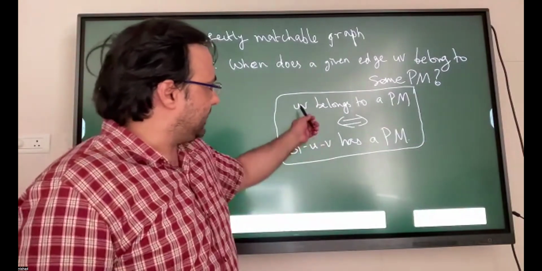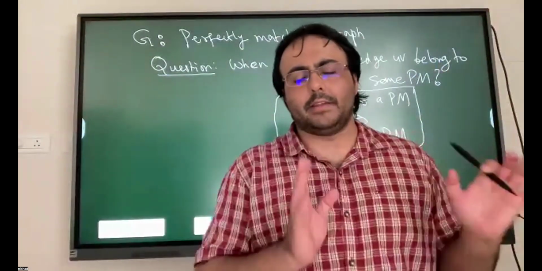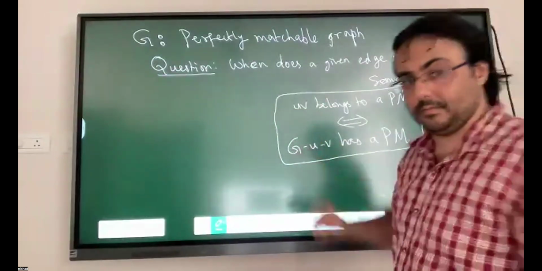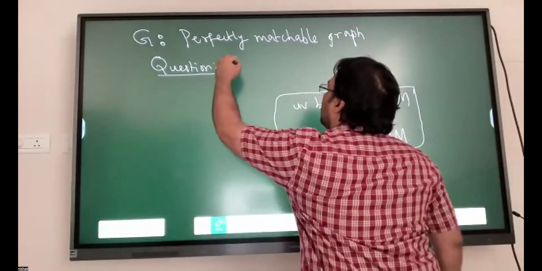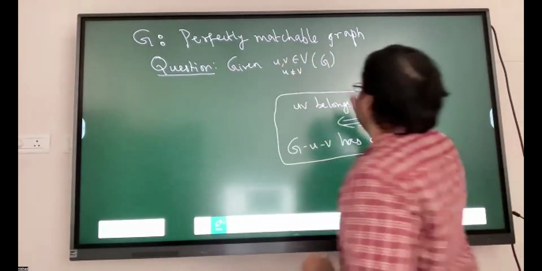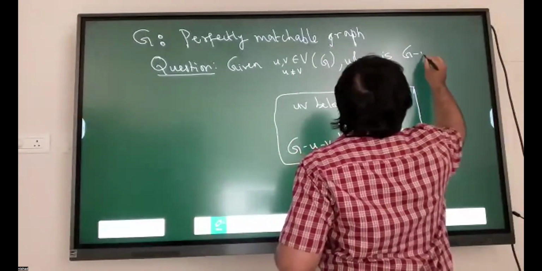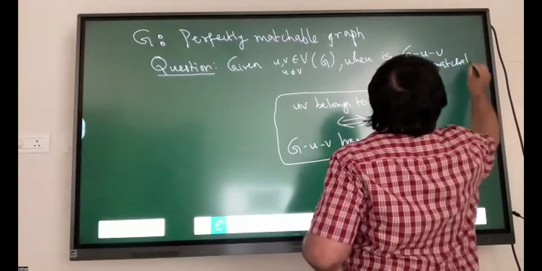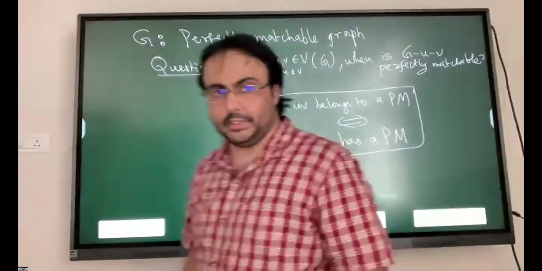So instead of answering this question, let us look at this for any two arbitrary vertices. Let us consider two arbitrary vertices, U and V, and try to understand when G minus U minus V has a perfect matching. If we answer this question, we should be able to answer it for adjacent vertices also. So I'm going to change the question. Given U and V, distinct vertices, U not equal to V, when is G minus U minus V perfectly matchable? Is the question clear? Does everybody agree? If we answer this question, we should be able to answer our original question: when does an edge belong to a perfect matching?